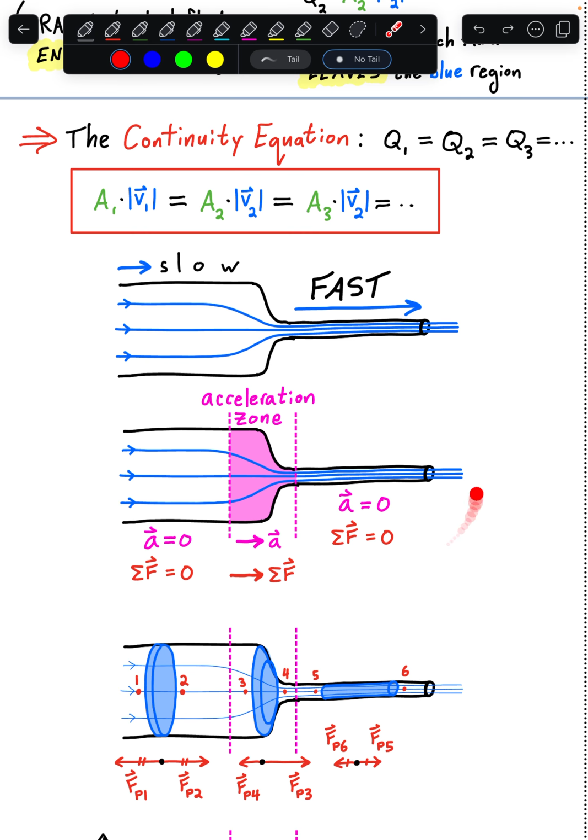So let's picture now here that in this wide section of pipe coming in from the left, we've got water moving slow, but at some constant slow speed. So no acceleration, net force is zero. This water is in dynamic equilibrium. Dynamic equilibrium in this zone.